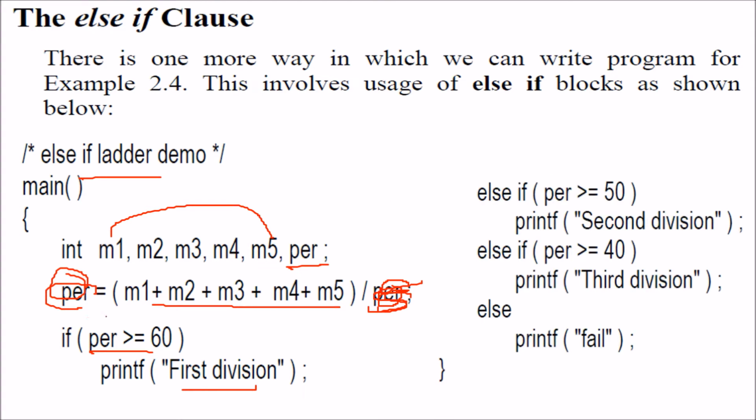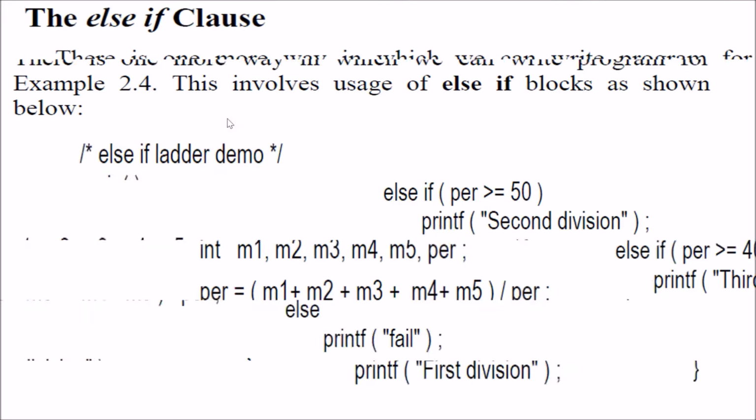Then rather than putting if then else, then again if else inside this, and again if else inside this for checking all these conditions, we can use else if. So if this is the condition, we print; else if percentage greater than 50, second division; else if percentage greater than or equal to 40, third division. If the first condition fails, then it goes to the next else if. If both conditions fail, then it goes to the next. Otherwise, if all three conditions fail, we print fail.